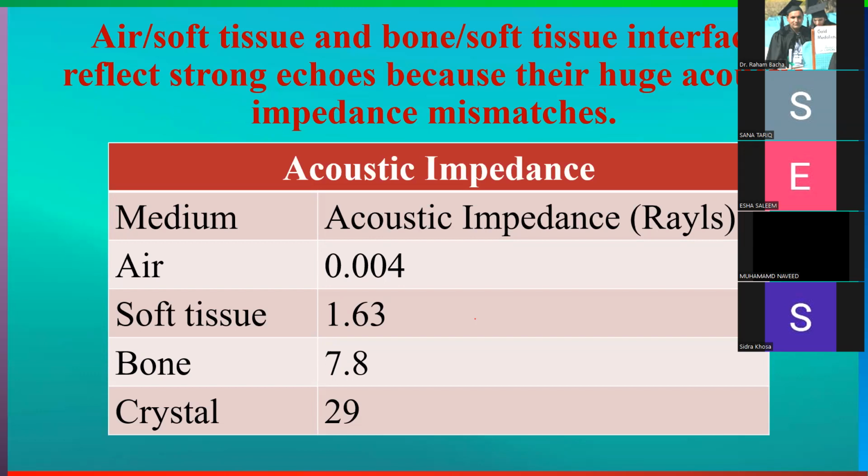For example, the acoustic impedance of one soft tissue will be 1.63, the acoustic impedance of the other soft tissue will be 1.62. So this is also a difference, but this is a small difference. Due to the small difference, there will be a weak reflector, and that weak reflector will reflect weak sound waves with low amplitude, and they will appear dark on the screen. So the shade on the screen depends upon the acoustic impedance mismatch of the two media which make the interface.